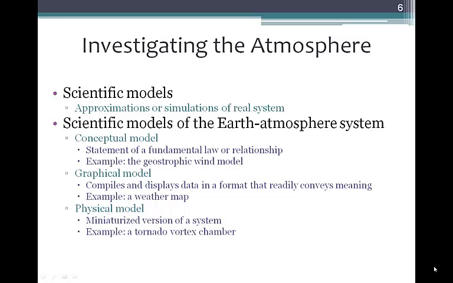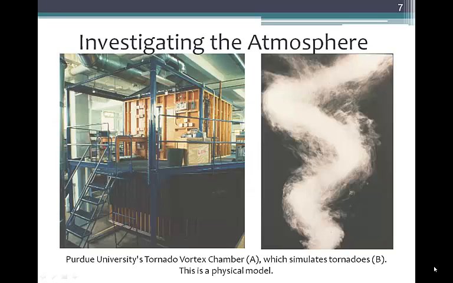You can also have a graphical model, like a weather map, that shows data and information that we have in some visual way that conveys meaning. And you can also have a physical model, which is a little miniature version of a system. An example is the tornado vortex chamber at Purdue University. You can see the pictures here show the outside, the model. It's a little chamber that allows for conditions inside to simulate tornadoes so that scientists can better understand the dynamics of wind flow inside of a tornado. That's a physical model.